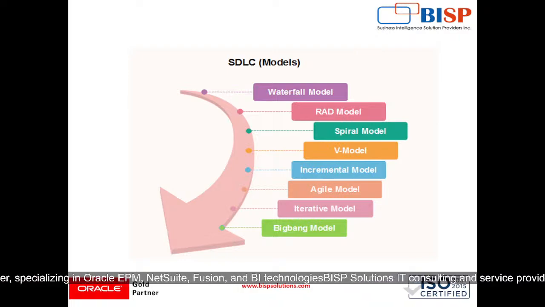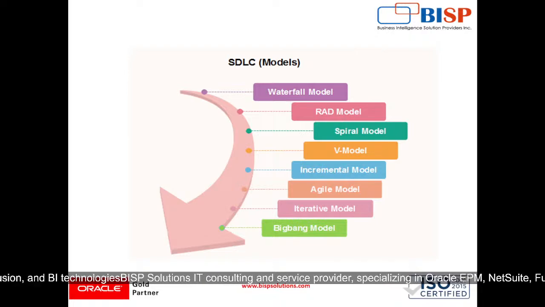Then the iterative model. In the iterative model, the project is developed in cycles, gradually improving upon previous versions. Suppose in NetSuite, it is useful for projects like integrating NetSuite with third-party applications where requirements evolve. What are the limitations for the same? It requires significant management and documentation for each iteration. It may increase cost due to multiple iterations.